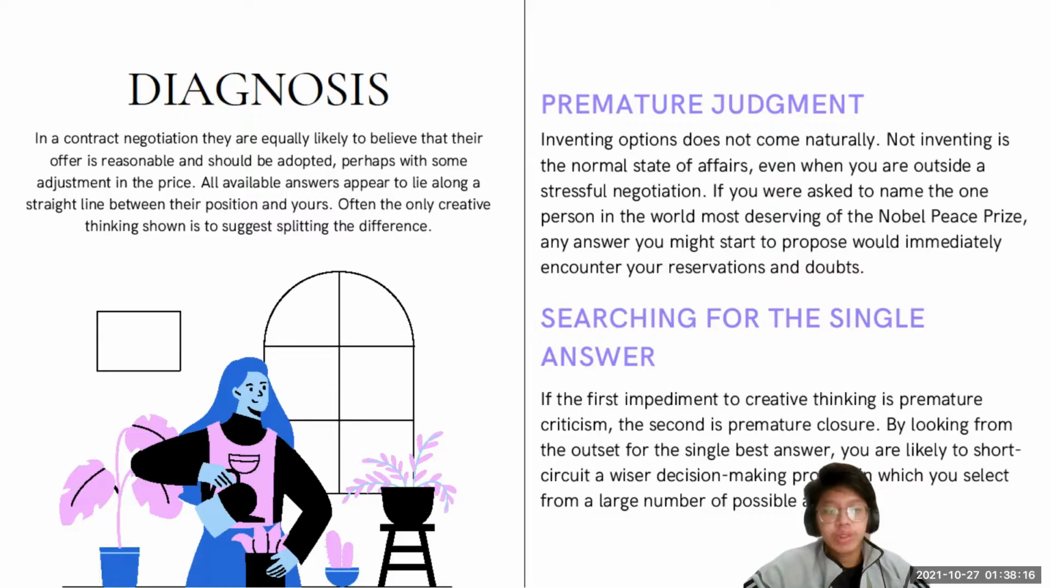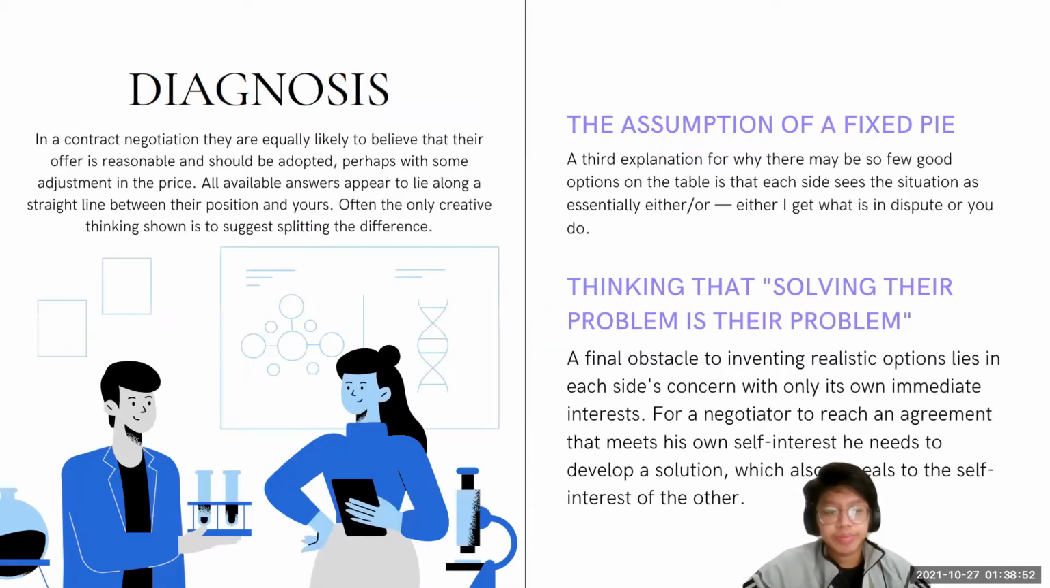The next one would be searching for a single answer. If the first impediment to creative thinking is premature criticism, the second is premature closure. By looking for a single best answer, you are likely to miss a wiser decision-making process in which you select from a larger number of possible answers. The last thing we need to do is come up with a bunch of different ideas. Since the end product of negotiation is a single decision, they fear that free-floating discussion will only delay and confuse the process. So stop thinking this way. We as negotiators must explore all the possible answers.